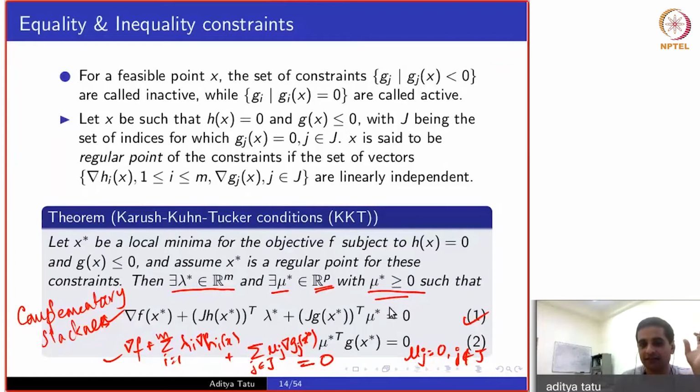You may be thinking, well, some values mu_i g_i may be negative, some values mu_j g_j may be positive. They may be able to balance out or cancel out each other. But unfortunately, mu cannot be negative. Okay, so if g is negative, the only way this is going to give you 0 is by setting mu_j to be 0.